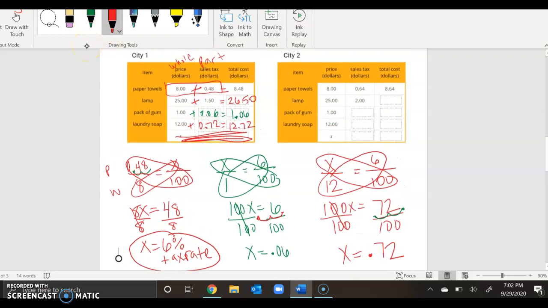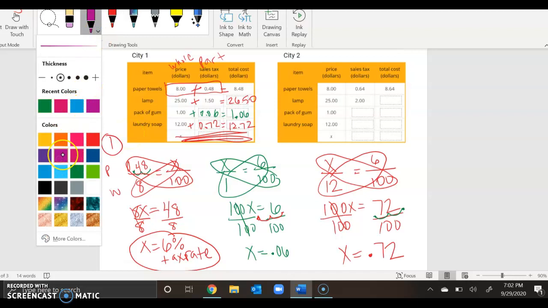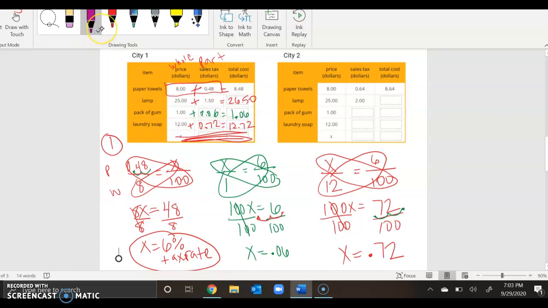Now we're going to look at city 2. So all of that was for city 1. Okay, city 2. And we're going to repeat the same process over again. So here we still have the same 4 items, the same prices, but notice our sales tax is 64 cents this time instead of 48 cents. So again, sales tax is our part. The cost of the item is our whole. $8 plus 64 cents equals $8.64. So the second row, 25 plus $2 is going to be $27.